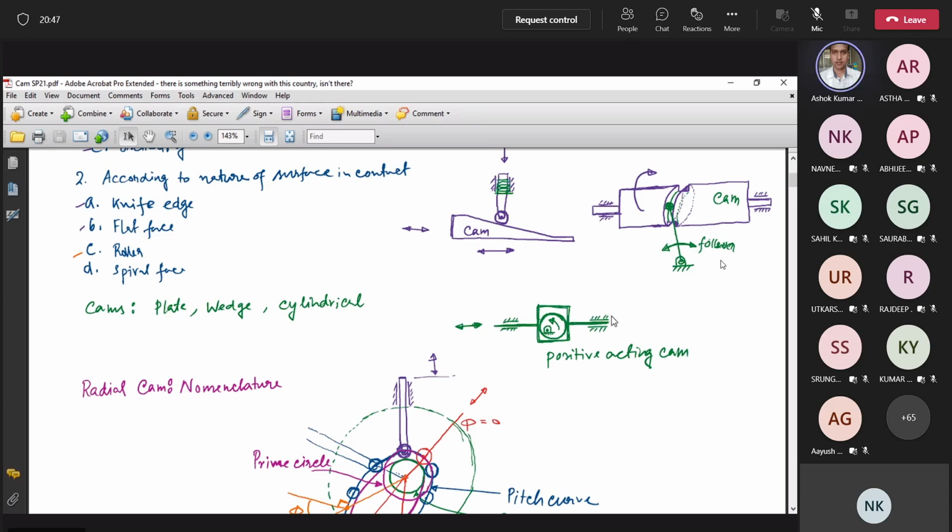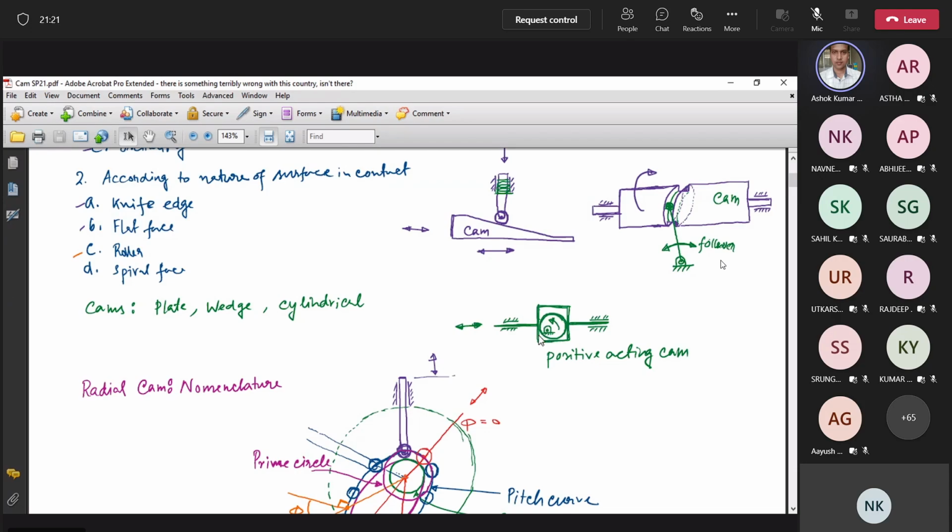In this case, you see the contact between the follower and the cam. This contact is always there. This contact will not be missed because we have constructed it in such a way that this disc is fitted within this box. So when the disc is rotating, whatever may be the motion of this box, these contact points will never miss. They will always be in contact.